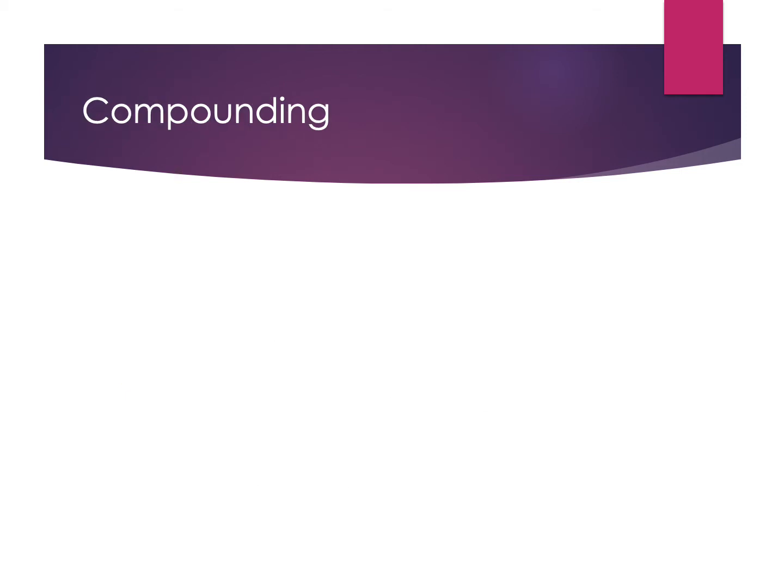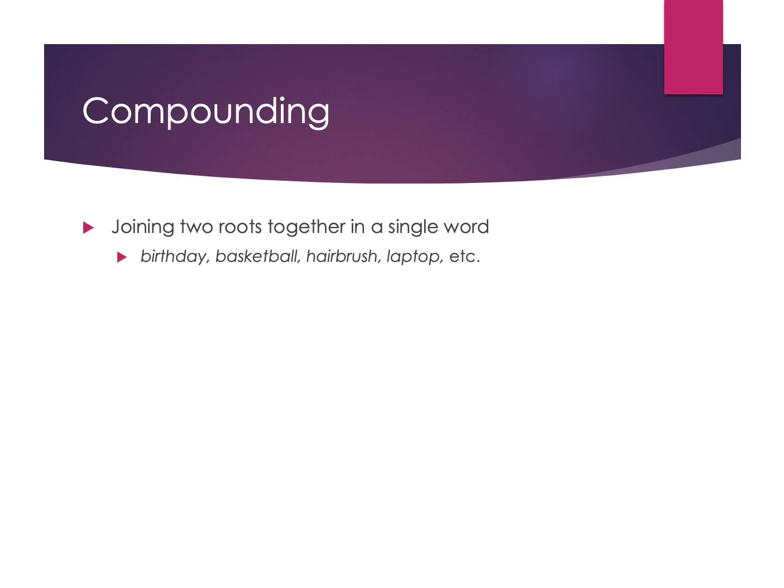The next one, compounding, is something that we do frequently in English and many other Germanic languages, where we take two roots together and join them into a single word. So things like birthday, basketball, hairbrush, laptop, these are all roots that can stand on their own in English, but we put them together and create a separate concept. And so by doing this, you're taking the full root of both of them in order to get a compound.